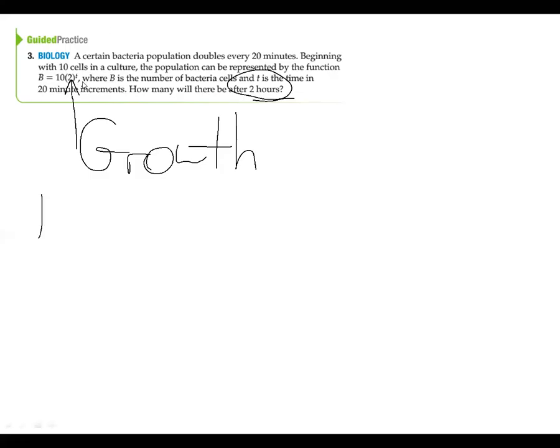Okay, so a couple things. Notice that the value that's being raised to a power is 2, which is greater than 1, so this represents growth. So if it's growth, as we go out in time, our answer should get larger. If they're telling us it started with 10 cells, as time passes, our answers should get larger. Now here's where the trick is. It says B is the number of bacteria cells, t is the time in 20-minute increments. How many will there be after 2 hours? You don't want to just put 2 in for t. B equals 10 times 2 to the t power.